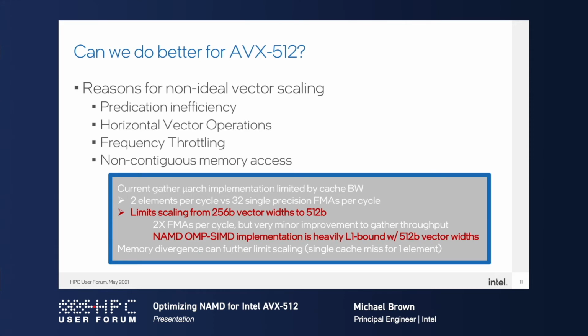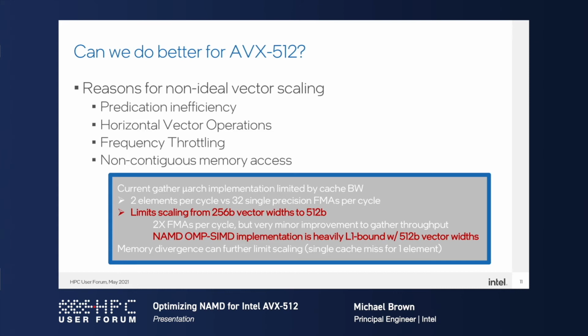Well, some of the reasons for non-ideal vector scaling include predication inefficiency. So we have branches for the cutoff and conditional math that result in masking with vectorization, along with peel and remainder code. Horizontal vector operations are used where shuffles sum up elements within a vector register. We get frequency throttling because doing more math requires more power. And finally, we have non-contiguous memory access from gathers and scatters in the loop.